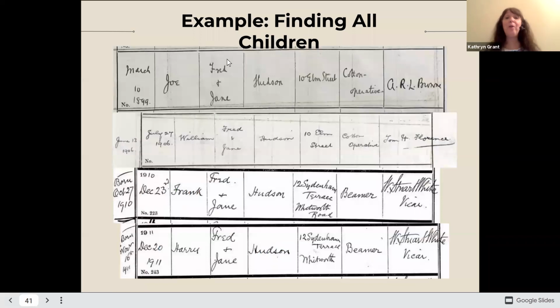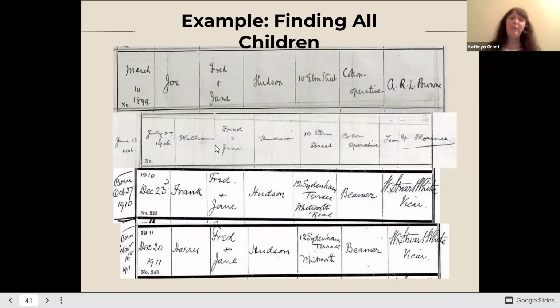So here are the images of all of these kids put in order. So we've got Joe. He turns out to be the oldest child that we've found at this point, and the family is living on 10 Elm Street. Well, William, even though that's 7 years later, they're living on 10 Elm Street as well, and the dad's occupation, cotton operative, is the same. So I feel very, very confident that William belongs in this family.